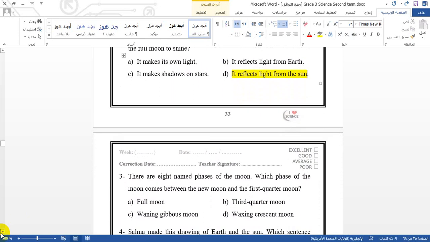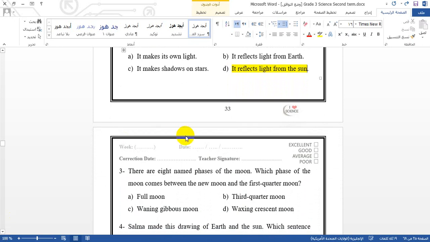Question 3. By the way, we are still on page 33. There are 8 named phases of the moon. Which phase of the moon comes between the new moon and the first quarter moon?